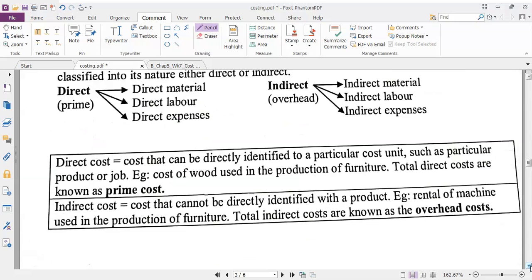Direct costs are costs that can be directly identified to a particular cost unit, such as a particular product or job. For example, the cost of wood used in the production of furniture. Total direct costs are known as prime costs. Indirect costs cannot be directly identified with the product, for example, rental of machine used in the production of furniture. If we total all the indirect costs, we call it overhead cost.